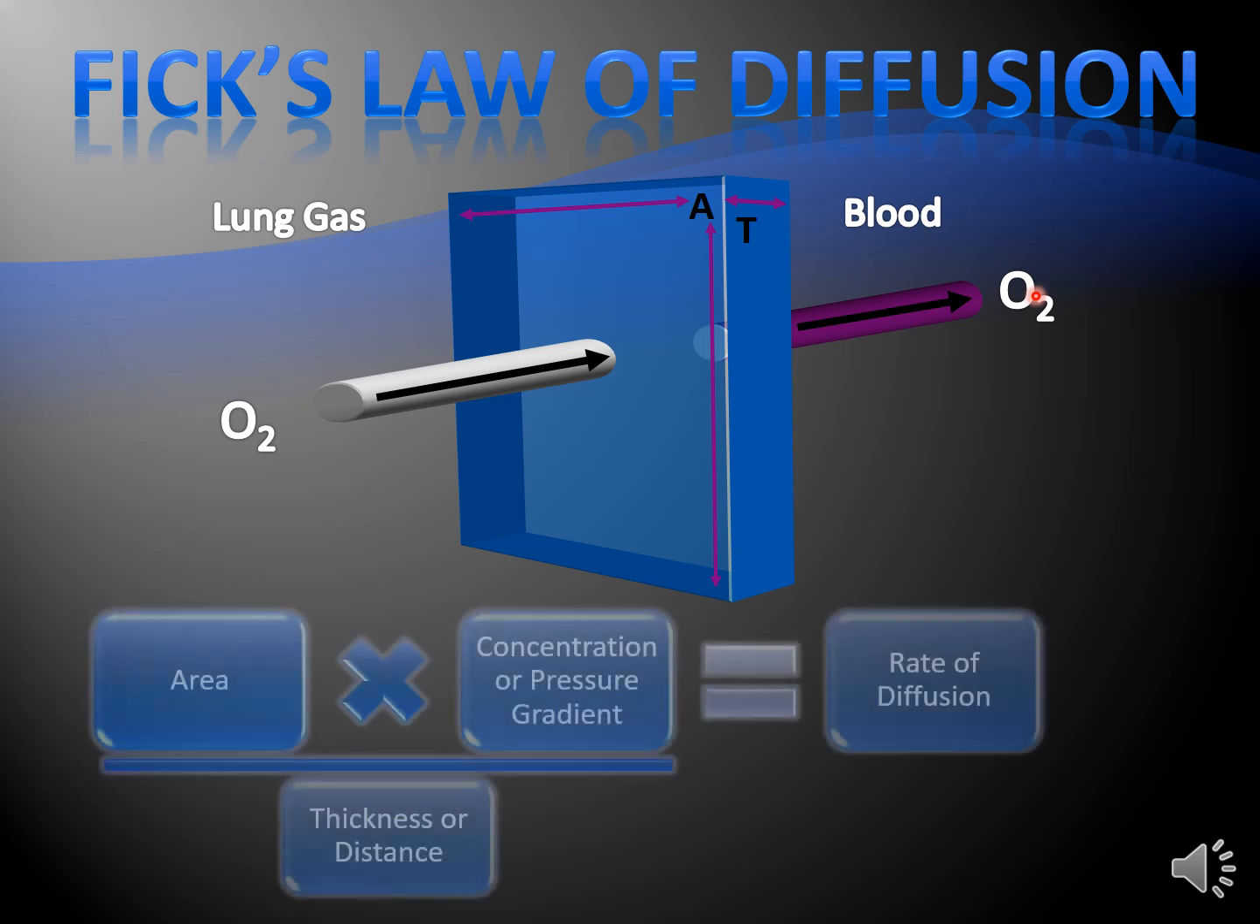There are three factors that will affect the rate of diffusion of a gas. The more area you have, the higher the rate of diffusion. The smaller the thickness, the greater the rate of diffusion, and then the greater the concentration difference across it, the greater the rate of diffusion. And that's all collectively known as Fick's law of diffusion.